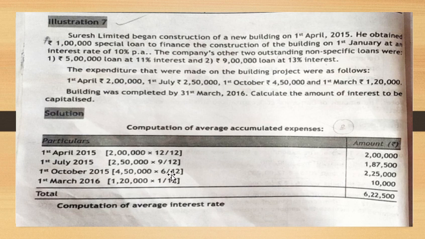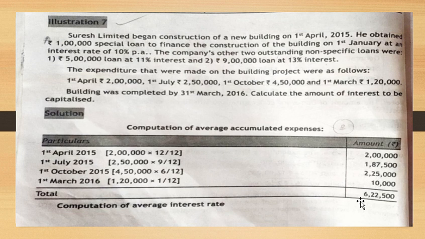Then other expenses on 1st October 2015, which is 4,50,000. As it is October, November, December, January, February, March, which is for 6 months, 6 divided by 12, so the expense is 2,25,000. Then 1st March 2016, which is 1,20,000 into 1 divided by 12, as it has been used for only 1 month, so the amount is 10,000. So the total of it is 6,22,500.